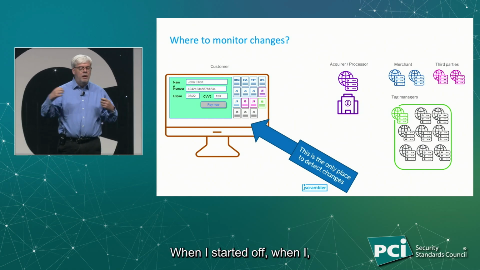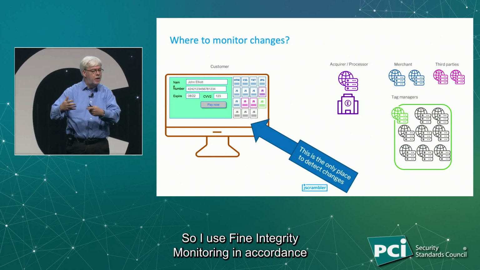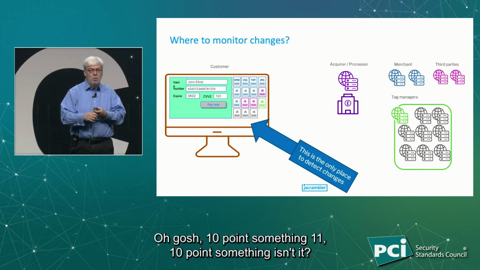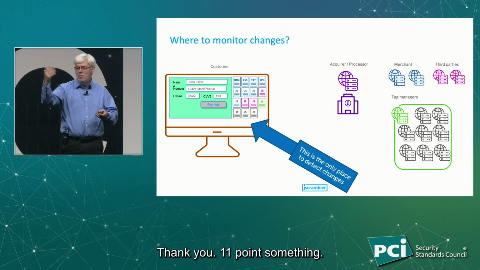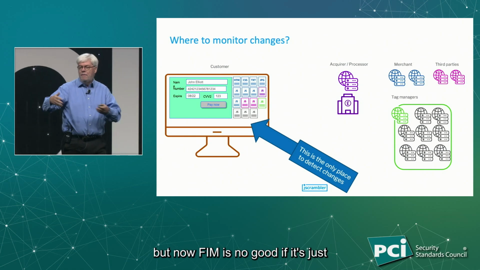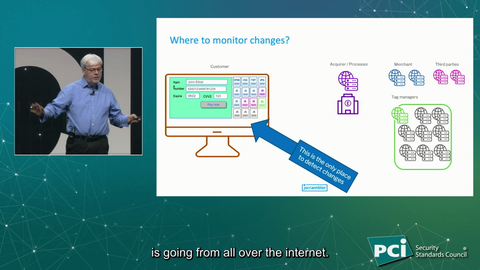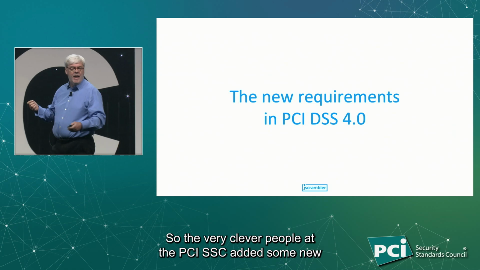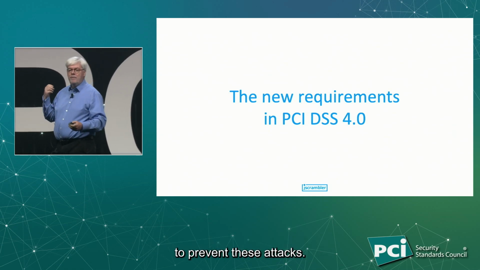When I started off, my first website, everything came from my own web servers. So I used file integrity monitoring in accordance with PCI DSS requirement 10 point something? 10 point something, isn't it? Thank you, 11 point something. So I had like FIM on there, so that was OK. But now, FIM's no good if it's just on your web server, because the JavaScript's going from all over the internet. So the very clever people at the PCI SSC added some new requirements to PCI DSS version 4 to prevent these attacks.